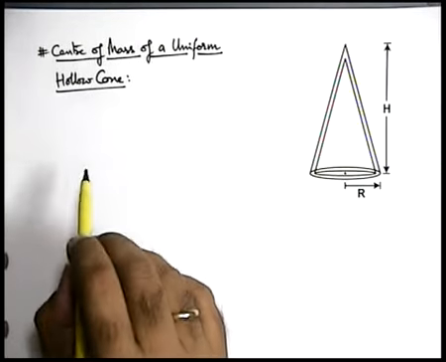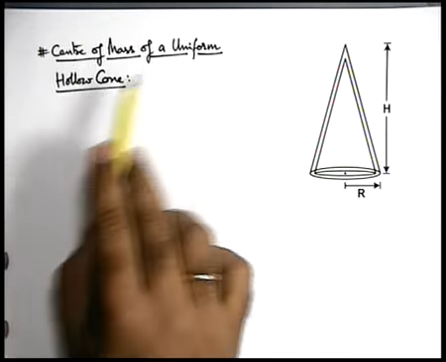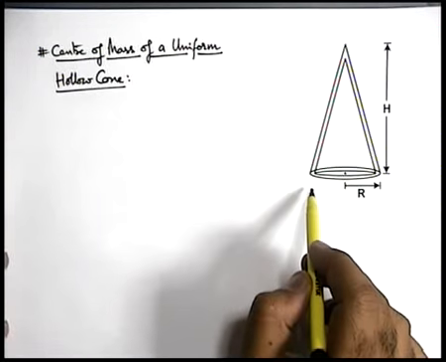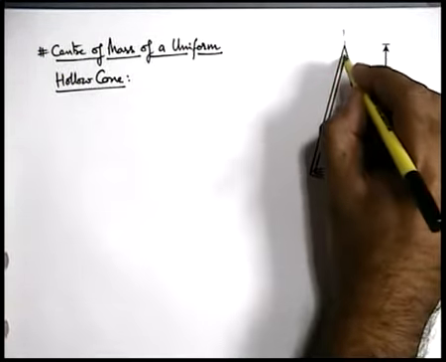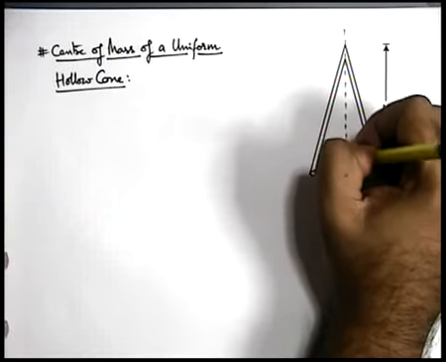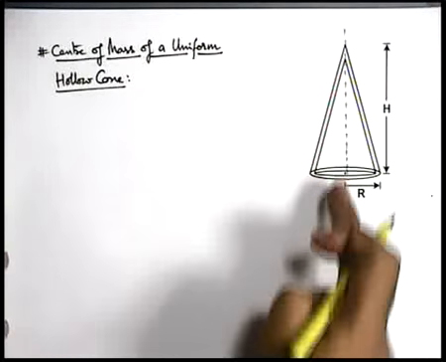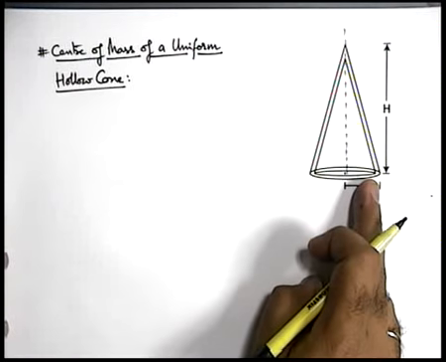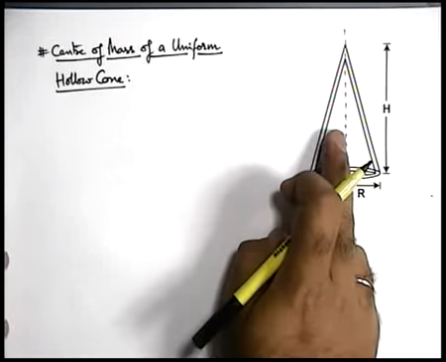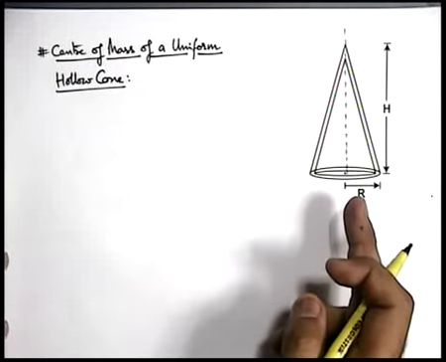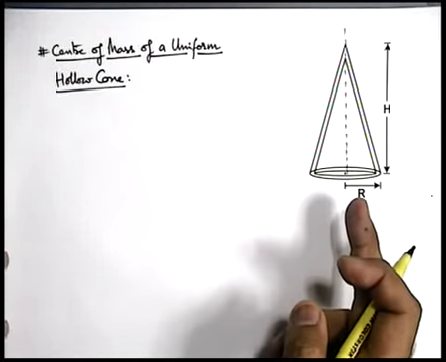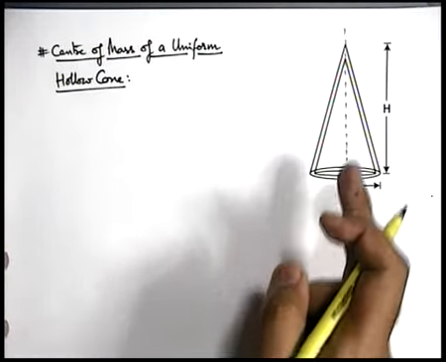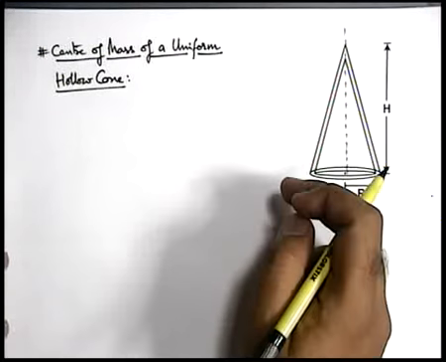Now we'll calculate the position of center of mass of a uniform hollow cone. Here if we consider a hollow cone, again by symmetry we can state that its center of mass will be located on the line which is passing through center and normal to its base. Now if we wish to calculate the center of mass from a particular reference point, we need to consider an element. For a hollow cone, certainly here we need to consider elements like strip rings.